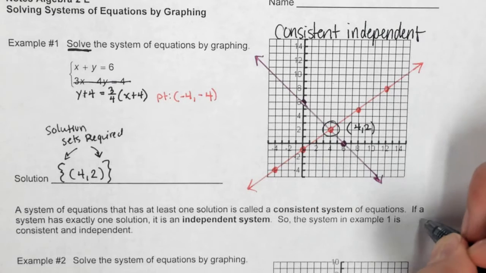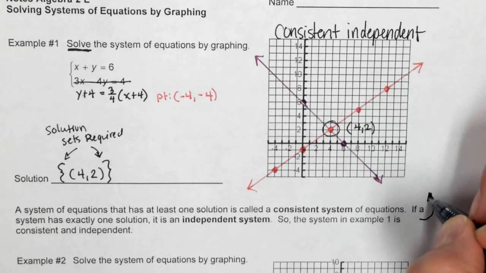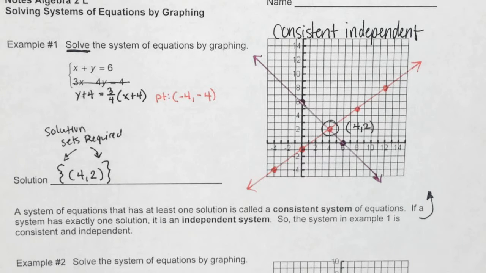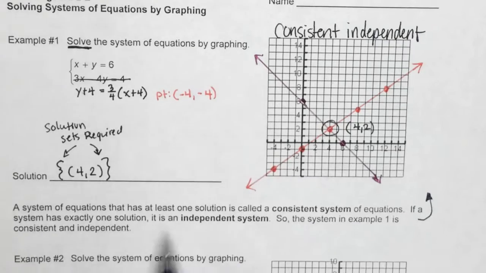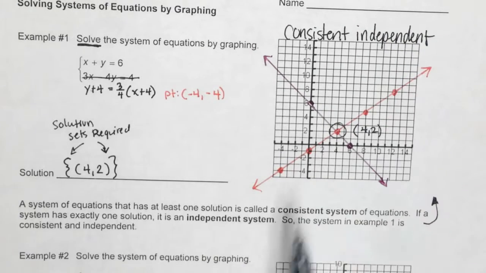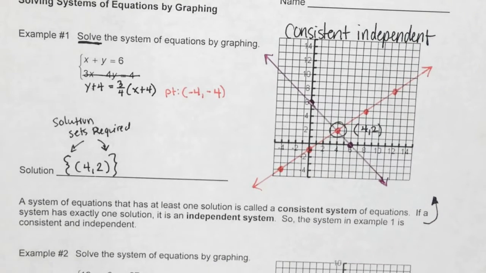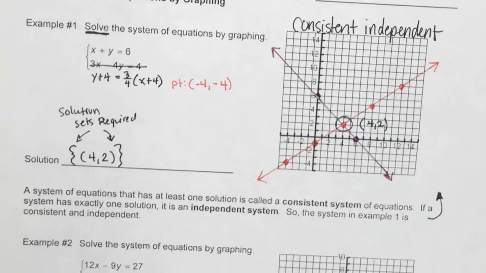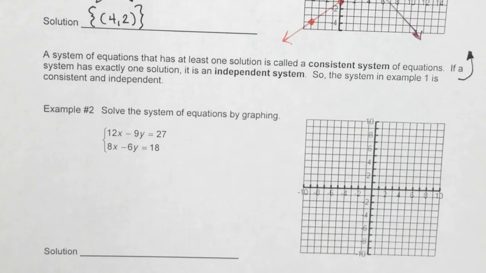And if you want to read a little paragraph about it, that's below, but it's talking about that example right there. Okay? So that would be considered consistent because there is a solution, independent because there's exactly one solution. Make sense? Okay. And of course, as we go through these examples, we're going to have different cases. So let's look at example 2. Is mine the same as yours? Let's hope.